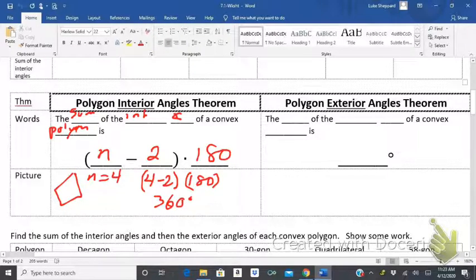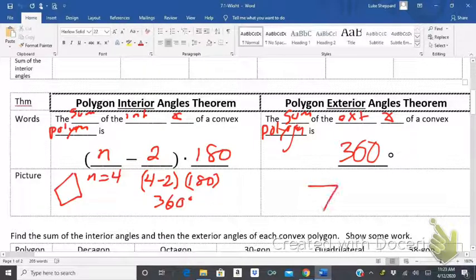Okay? The next one's a lot easier. The sum of the exterior angles of a convex polygon is 360. No matter what, if I'm talking about exterior angles, the answer is 360.